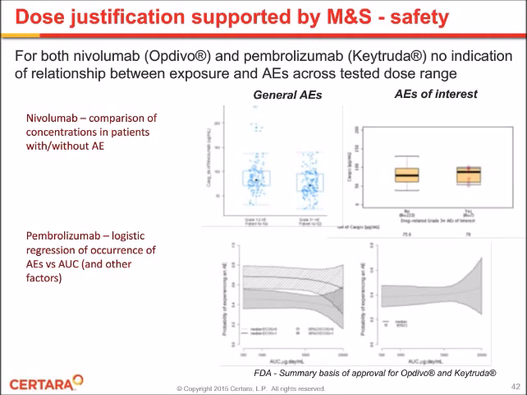For pembrolizumab, similar types of AEs were looked into, but then through a logistic regression, so linking the occurrence of these AEs versus, in this case, AUC as exposure measure. And here you see the general AEs, and on the right side is the AEs of interest. Across the board, for both antibodies, in the dose range tested, there was no indication of a relationship between exposure and the occurrence of AEs. So which essentially means that the therapeutic window for these compounds is fairly wide.